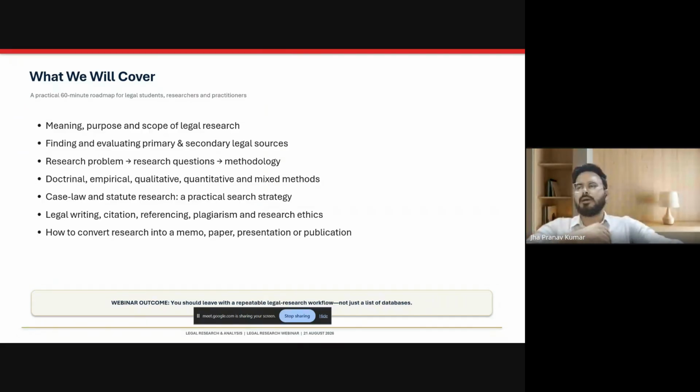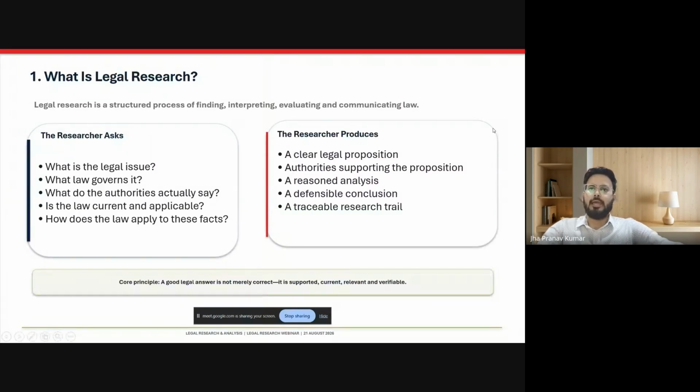And in the classes, what we do is we try to cover those essential and basic aspects of drafting. If I talk about legal research, then you will be taught about the meaning, purpose, scope, findings, research problem, the mode of approach, the methods, be it doctrinal or empirical, qualitative, quantitative, mixed method, case law analysis, legal writing, and how you can actually convert your research into a memo, paper presentation, or publication. So these are all the aspects which we are going to cover during the whole process. But this is an idea so that you can understand and have clarity.